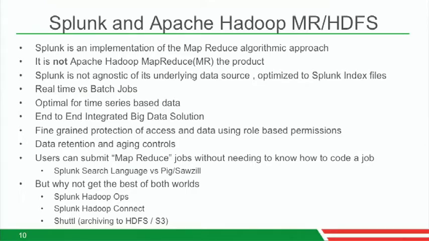Splunk is not agnostic of its underlying data source. With Apache Hadoop MapReduce, you can pull in data from any different source. Splunk is pretty much tied to its proprietary storage mechanism on disk, which are these things called index files, which are essentially compressed flat files on disk. Splunk is optimized for real-time as well. Hadoop is batch-orientated big data analytics. Splunk can give you your visibility over your big data in real time, which is a very, very cool feature, and I'll show you some of this later on with a live demo.